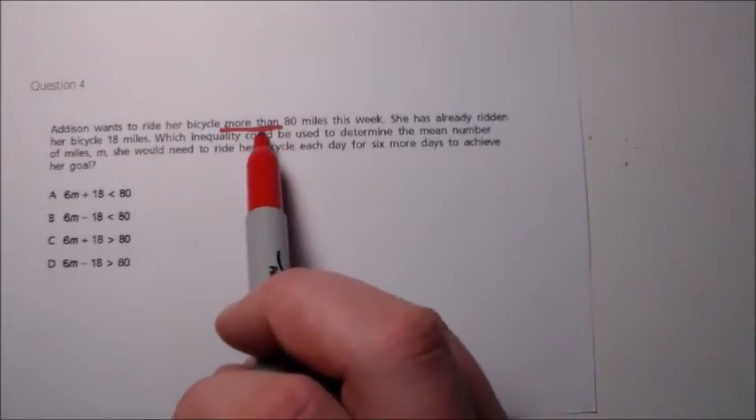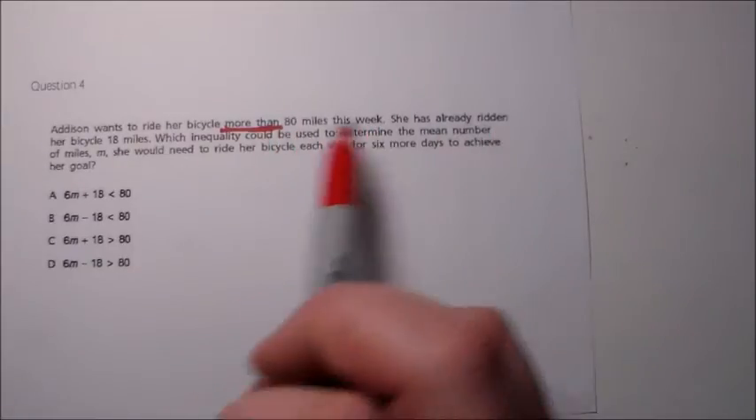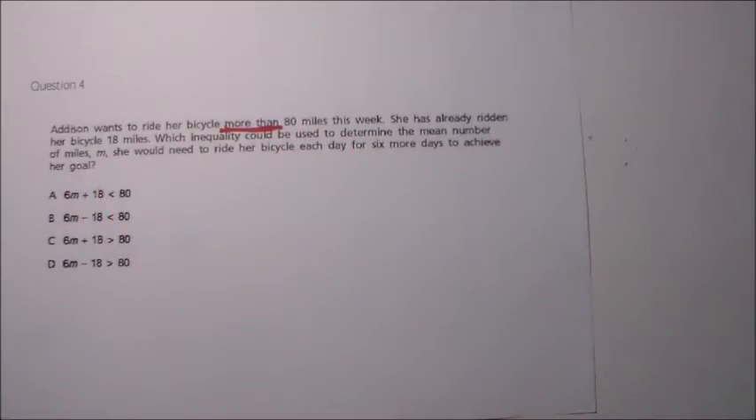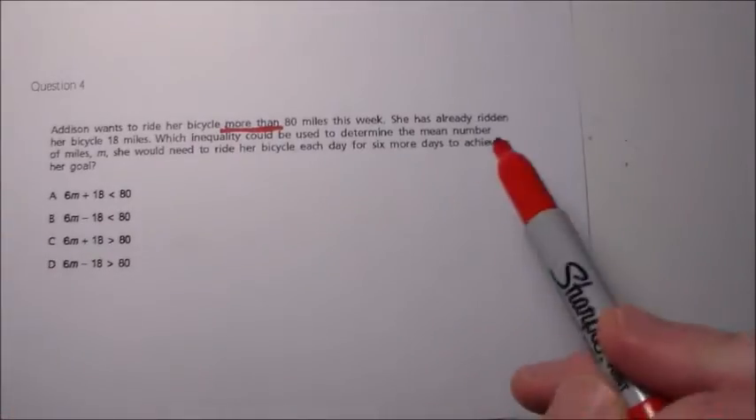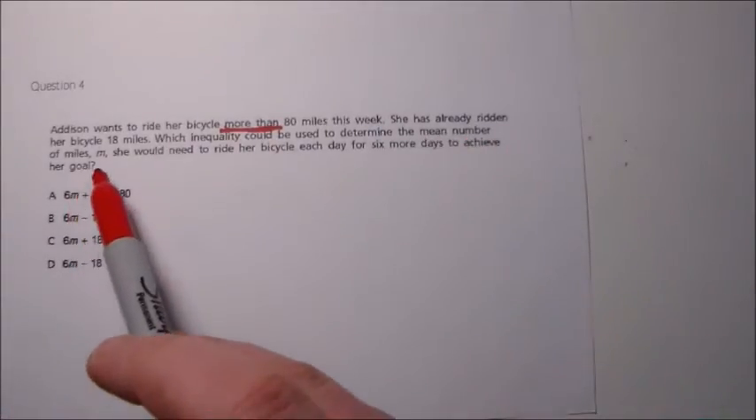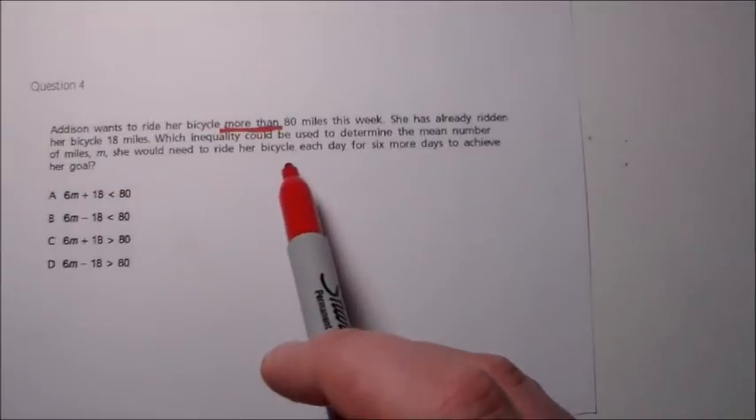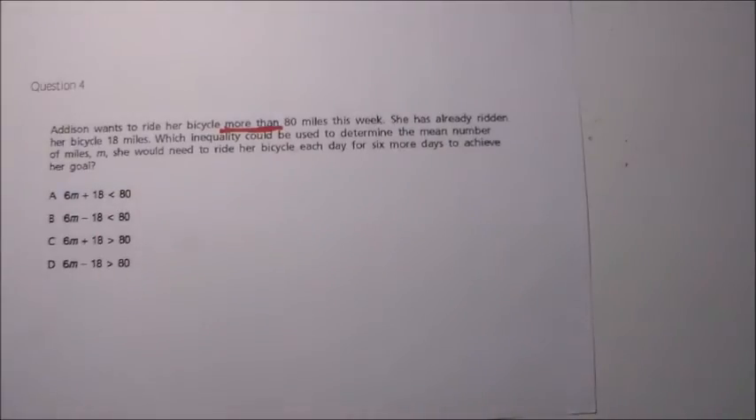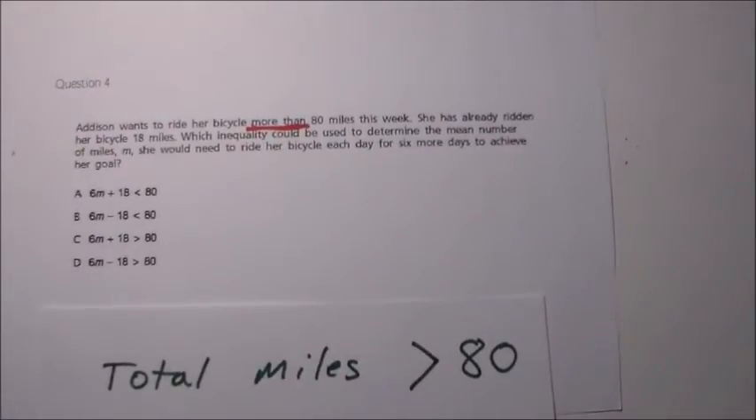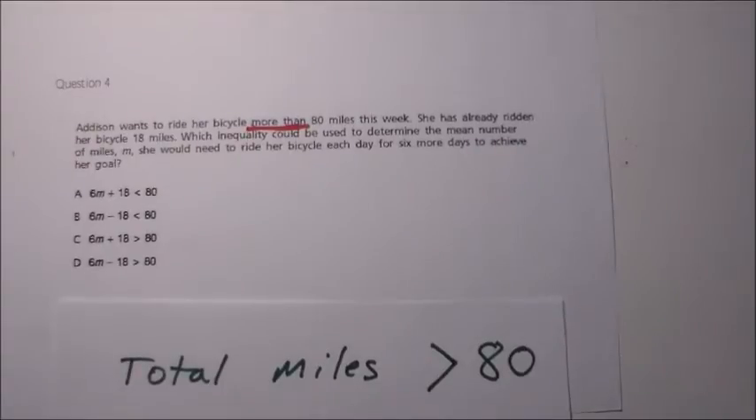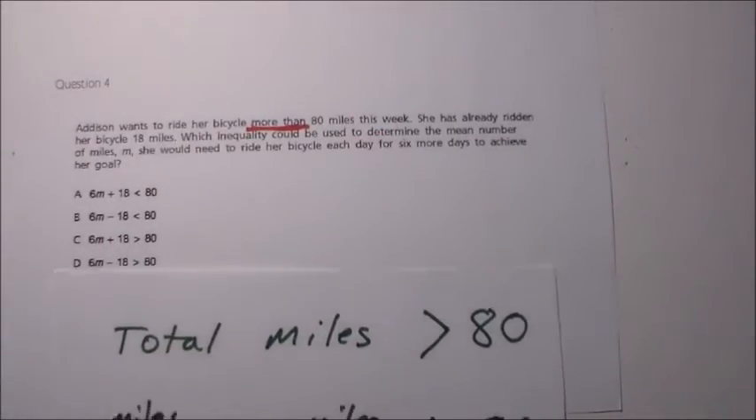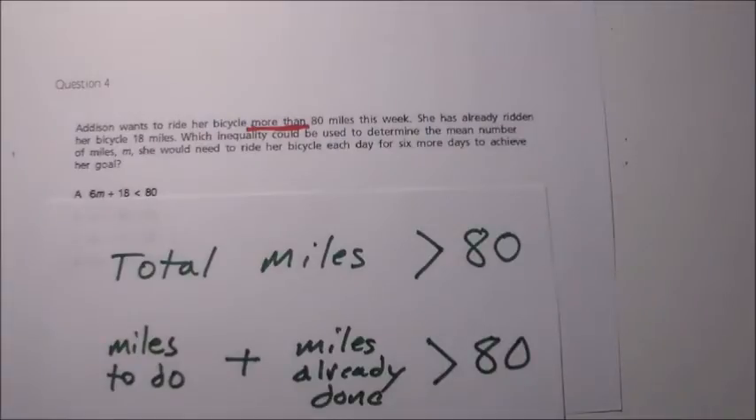So she wants to go more than 80 miles this week. She has already ridden her bicycle 18 miles. Which inequality could be used to determine the mean or average number of miles M she would need to ride her bicycle each day for 6 more days to achieve her goal? Okay. So her total miles wants to be greater than 80. She wants to go more than 80 miles. Miles to do plus miles already done is going to be greater than 80.